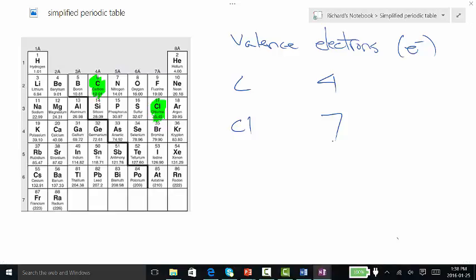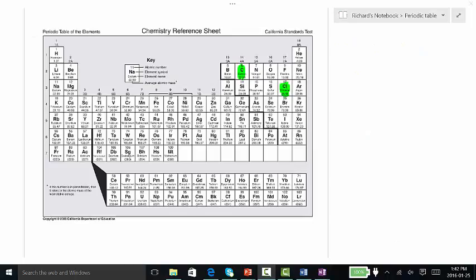I now want to show you how you do the same thing with the regular periodic table. In the standard periodic table, carbon is located in group 4A. Chlorine is in group 7A. This means that each carbon atom has 4 valence electrons. Each chlorine atom has 7 valence electrons.